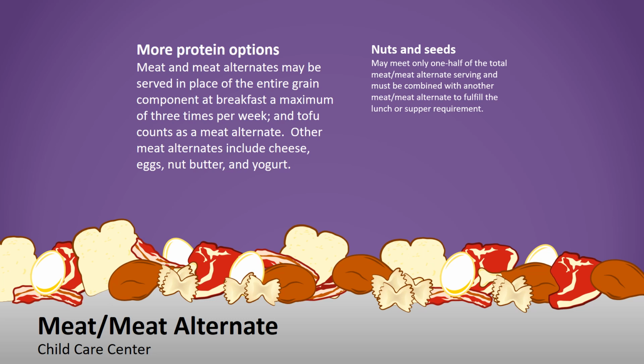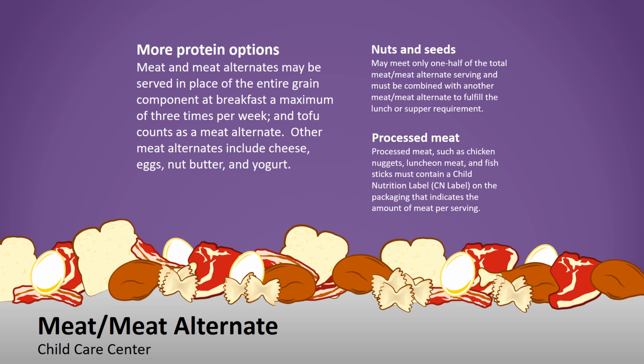Nuts and seeds may only meet half of the total meat and meat alternate serving and must be combined with another meat alternate to fulfill the lunch or supper requirement. Processed meat, such as chicken nuggets, luncheon meat, and fish sticks, must contain a child nutrition label on the packaging that indicates the amount of meat per serving.